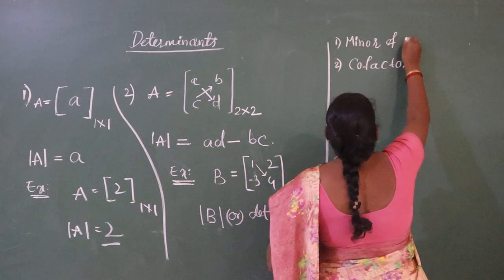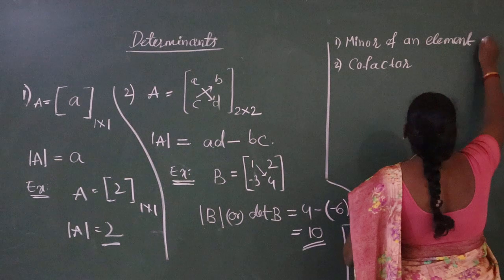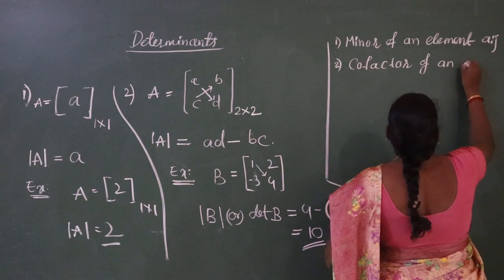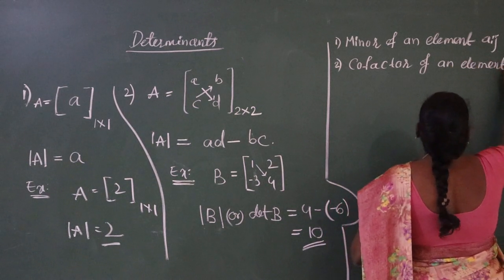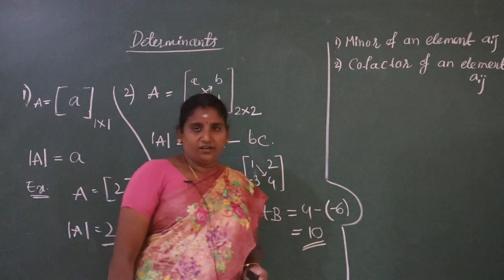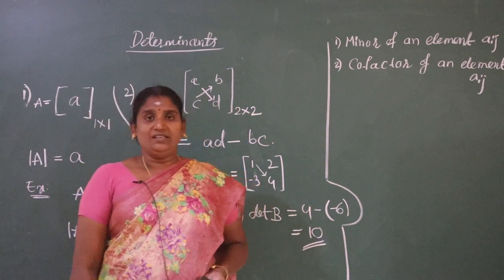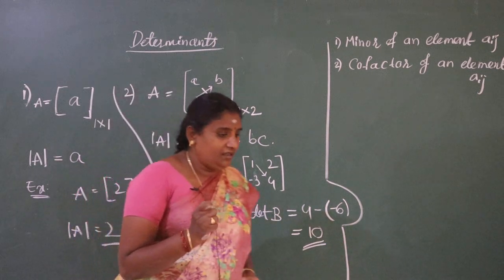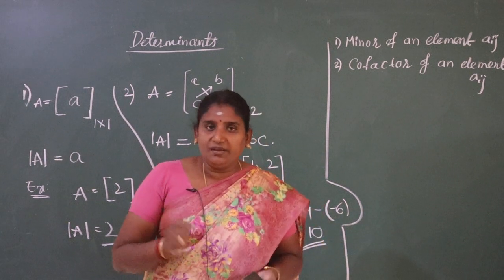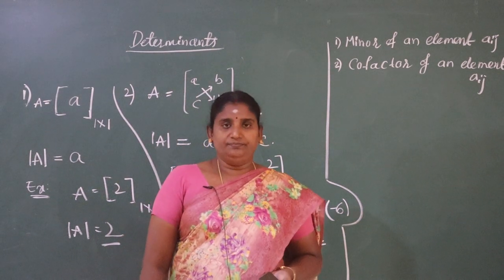Minor of an element Aij. The second one is cofactor of an element Aij. Minor of an element, cofactor of an element. So first we'll discuss minor. What is a minor? Minor is also a determinant. Minor of an element is a determinant obtained by deleting the ith row and jth column.